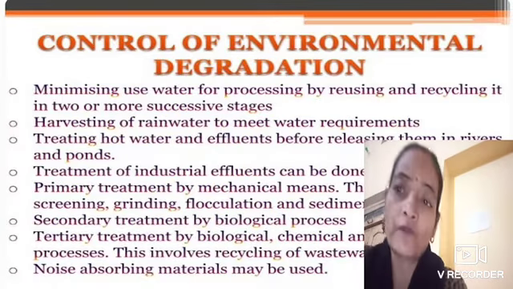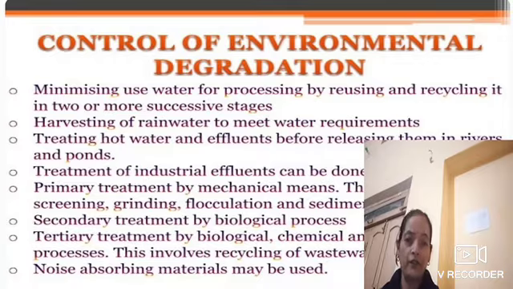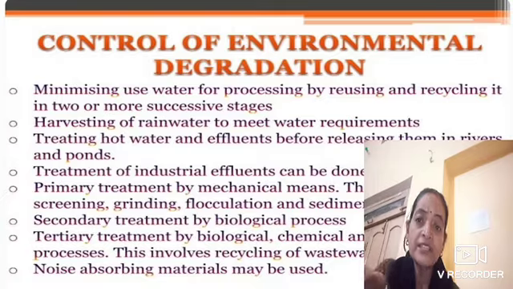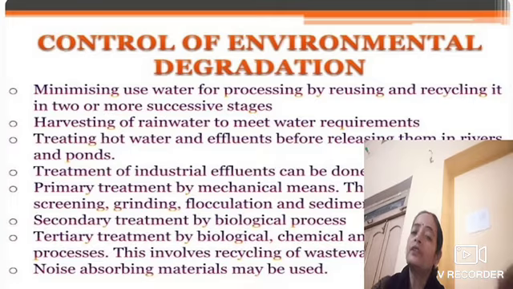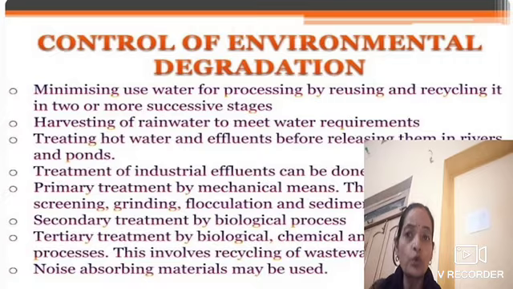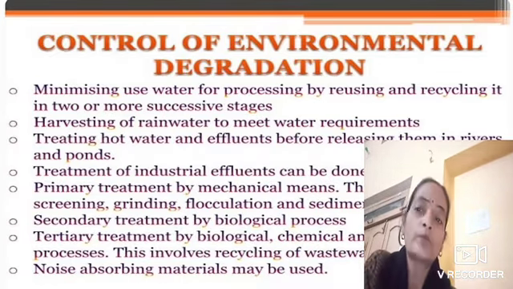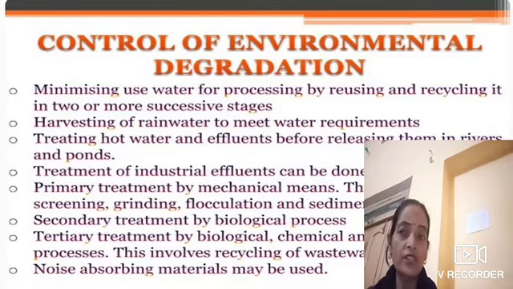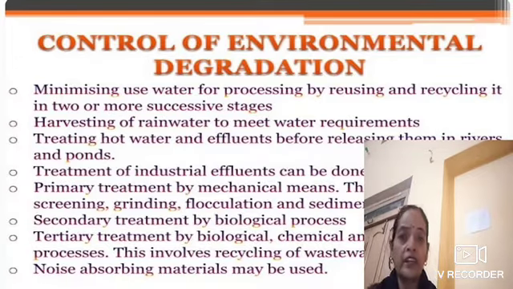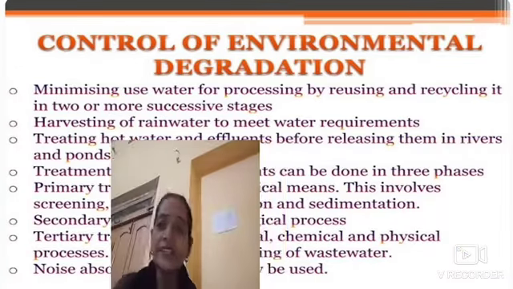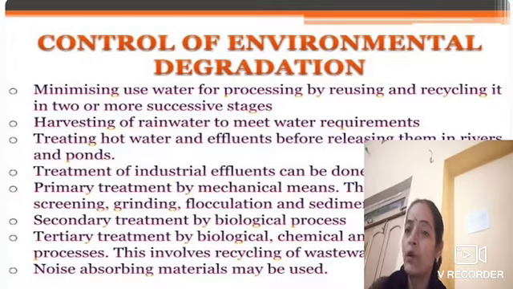Next is control of environmental degradation. How can we increase our development and economic growth without degrading the water, air, land and other things? First, minimize the use of water for processing by reusing and recycling it in two or more successive stages. Second, harvest rainwater to meet water requirements. Third, treat hot water and effluent before releasing them into rivers and ponds.